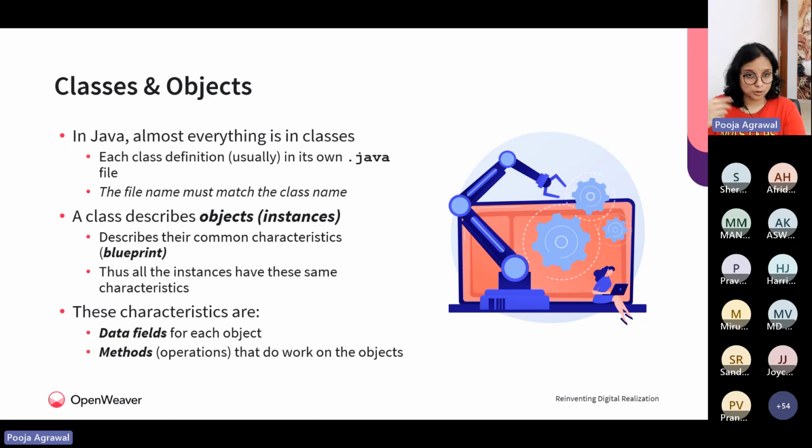A class describes objects. When we say it describes objects, objects are used as components which access your class's data members and your member functions both. So whatever are the common characteristics, those will be exhibited by the objects. Also, all the different objects of the same class will have the same characteristics. That is obvious. So what are these characteristics? The data fields would be the variables and methods will be the functions which work on the data fields.